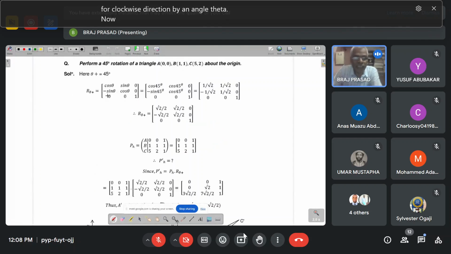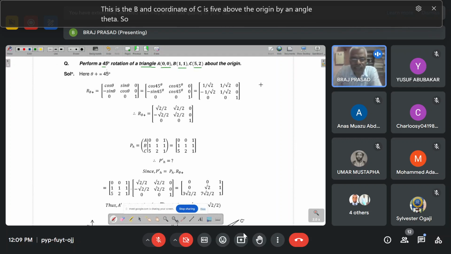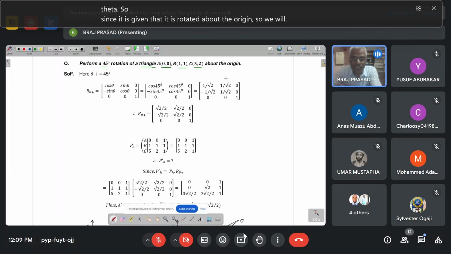Now we take one example of how we will calculate the new coordinate of any object by using this notation. Suppose a triangle is given with different vertices, a equal to 0 0, b equal to 1 1, c equal to 5 2. This is the coordinate of a, this is b, and the coordinate of c is 5 2, rotated about the origin by an angle theta. Since it is given that it is rotated about the origin, we will use case 1.